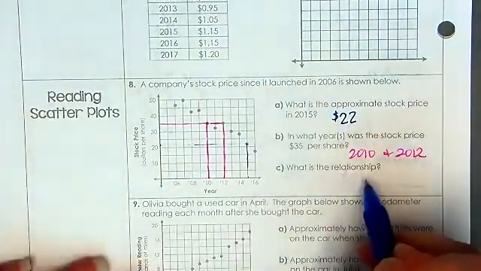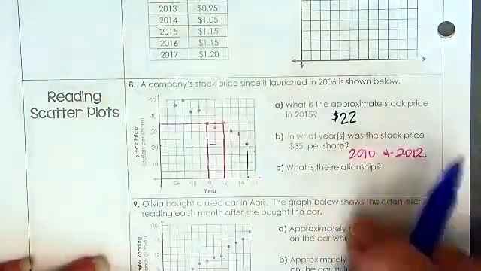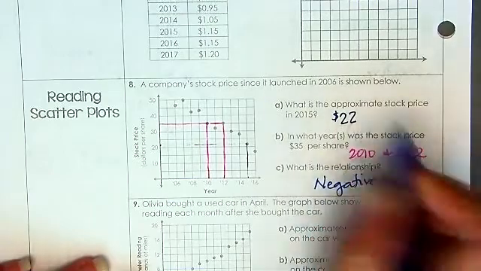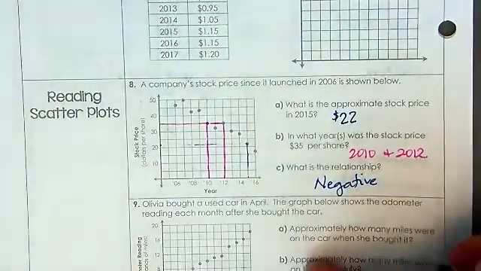Okay, and then what is the relationship? We talked about that earlier because it's going downhill. This is a negative relationship. Okay, now we flip to the next page.